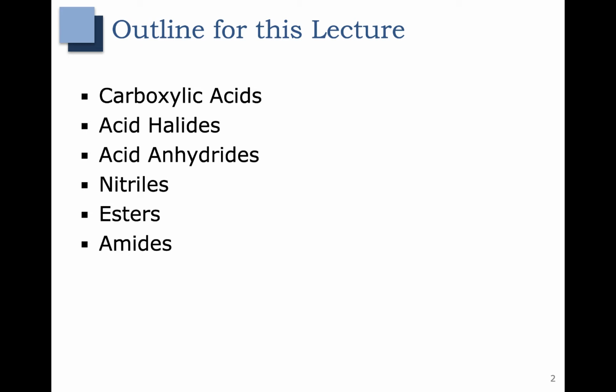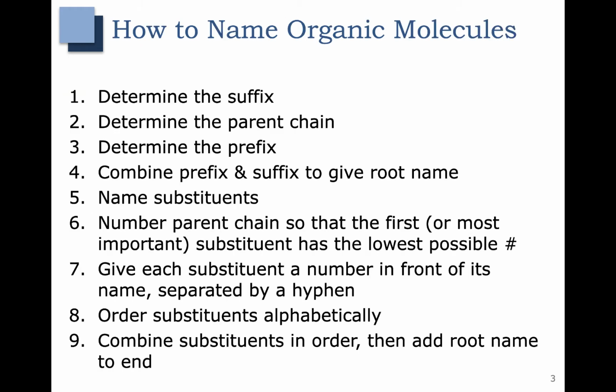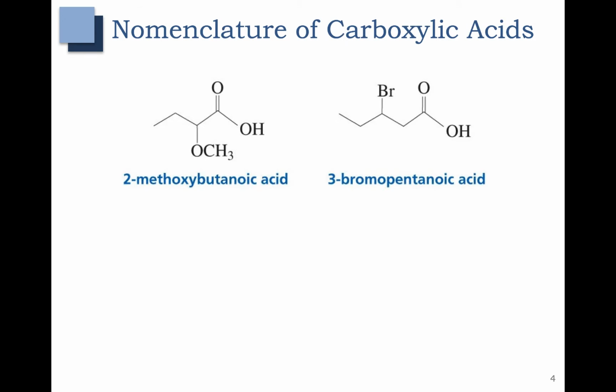First, let's start off with carboxylic acids. Again, here's our outline on how to name organic molecules. The first thing that we're going to do is determine the suffix. For carboxylic acids, the suffix is oic acid. That means that the parent chain must contain the carboxylic acid, and that we have to number the parent chain so that the carboxylic acid has the lowest possible number. Let's look at some examples.